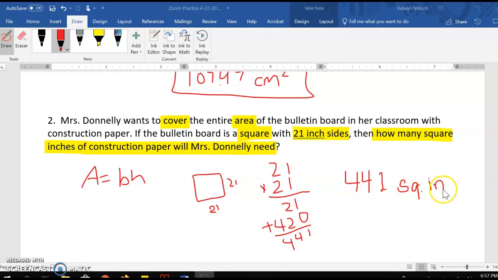And this is just another way we could write it. Instead of inches squared with a little 2 like we did here, we can write 441 square inches. So that is how much construction paper she needs to cover that bulletin board.